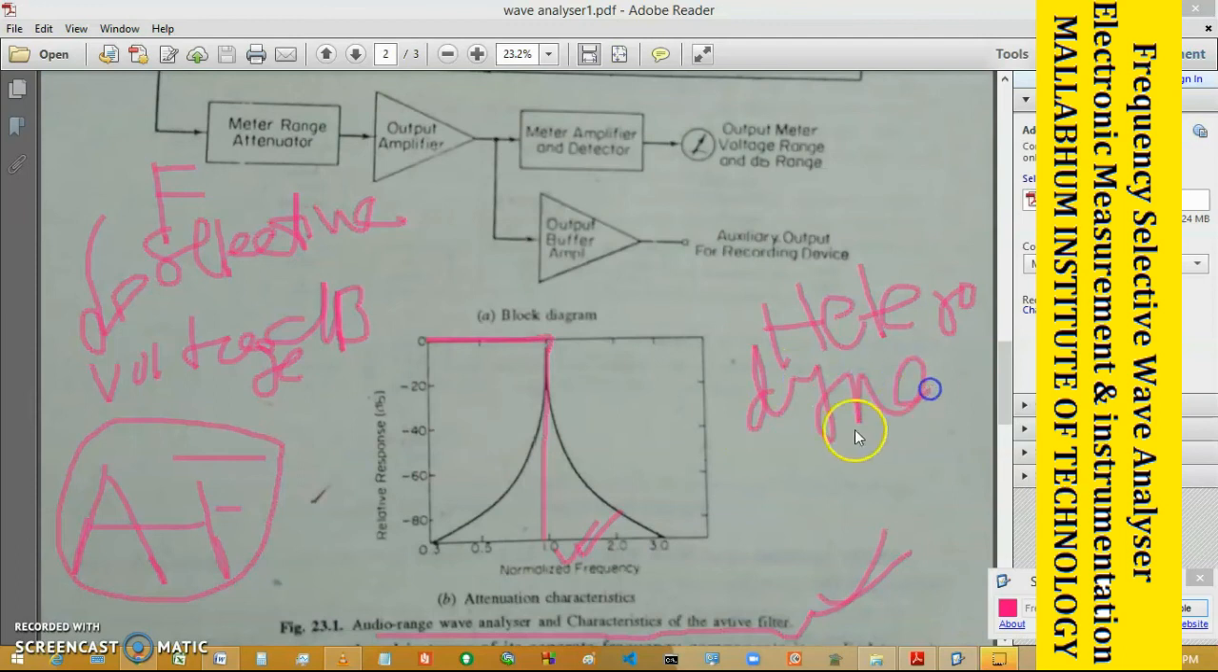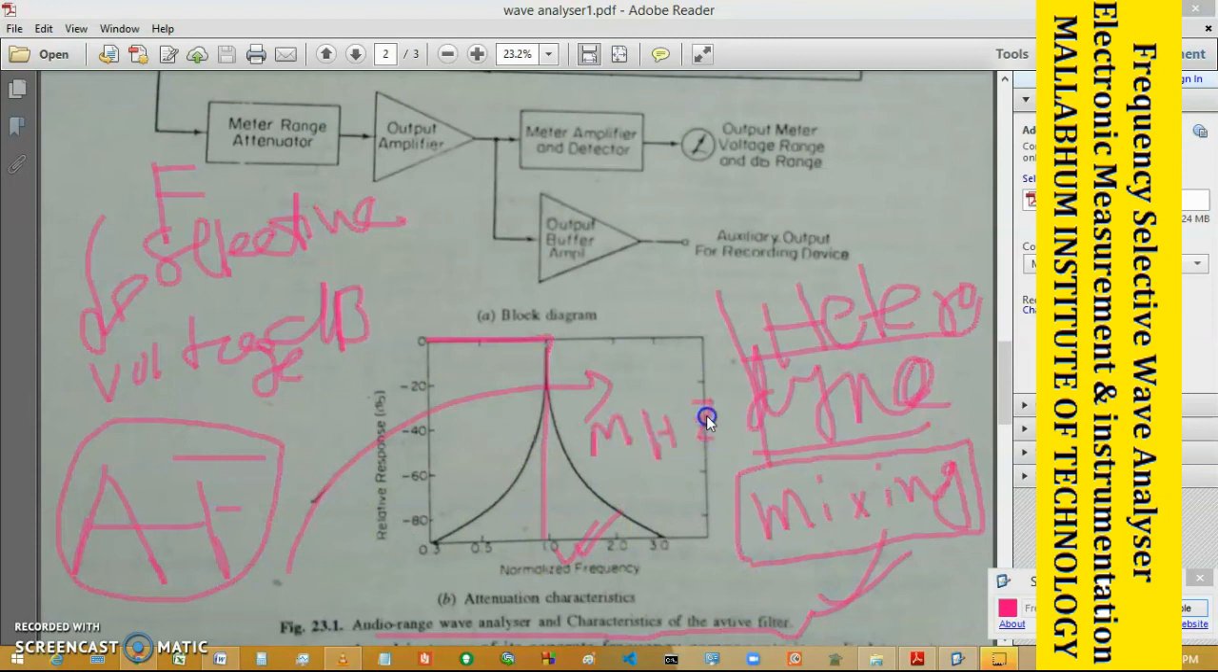Heterodyne type wave analyzer. Heterodyne is a term you have heard in your communication course. Heterodyne is nothing but mixing. With the help of mixing technology, we get frequency selection from the audio frequency range up to the megahertz range. The purpose is the same: we measure the amplitude of a particular frequency. Here is the low frequency range, here is the high frequency range. For selection of the high frequency range, we do not use a filter circuit, we use a different circuit called the heterodyne circuit. That is the difference between these two types of wave analyzer.